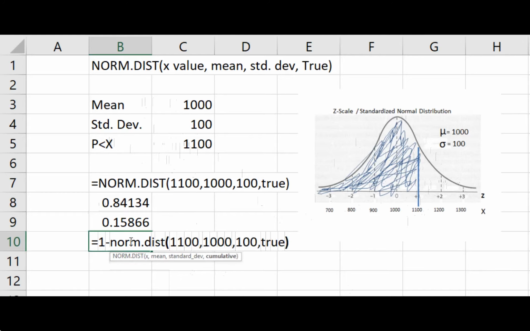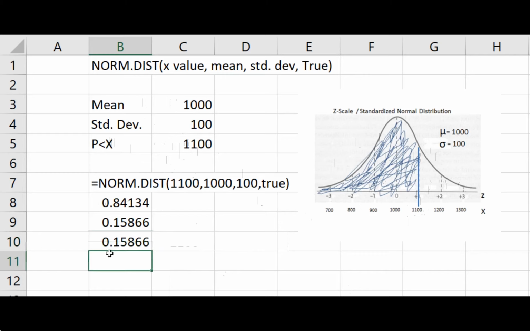So if we want to do this all in one step, we would simply do 1 minus norm.dist, and then I would put in the value I'm looking for, which is 1,100, and the mean of 1,000, standard deviation of 100, and true. So really what we're doing is we're just taking a less than problem, working the same answer, and then just subtracting that answer from 1. And that is literally how you do a greater than problem.